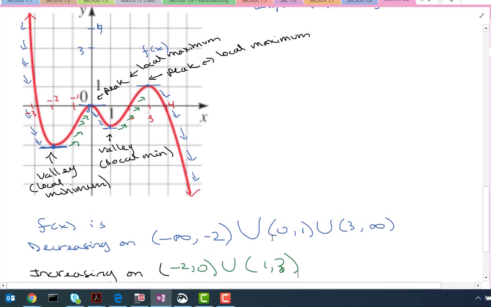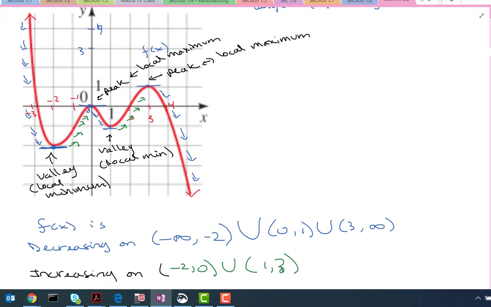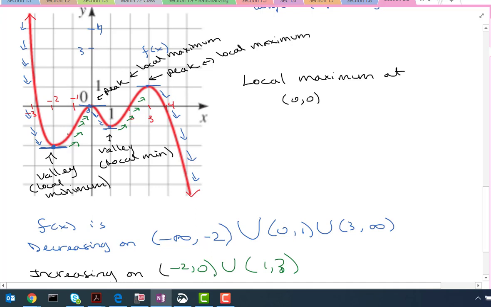Now, if you are asked to identify your local max and local min, we will say the function has local maximums at, and there are two. One is at 0, 0. So a local maximum is where it changes from increasing to decreasing, or you can think of it as a peak. And the other one is at 3. And what's the y value there? Looks like 1. Yeah, at 3, 1.